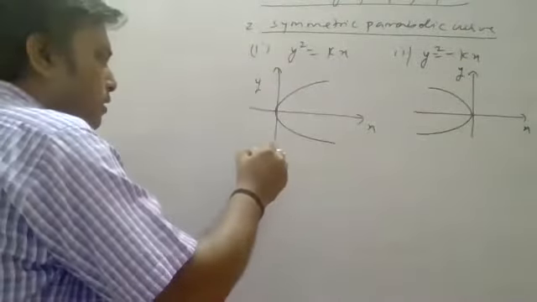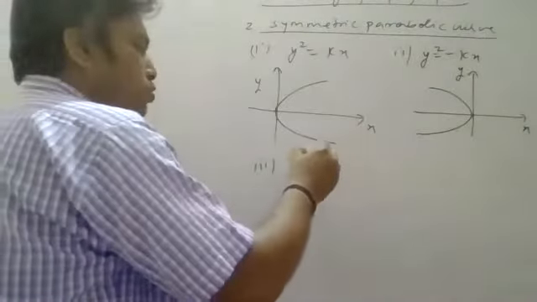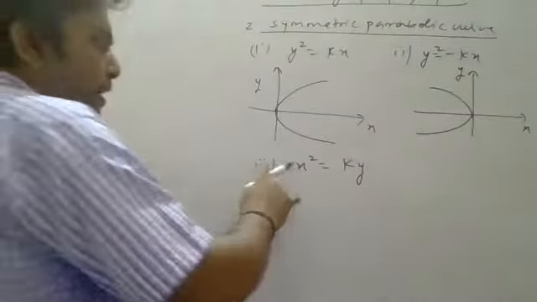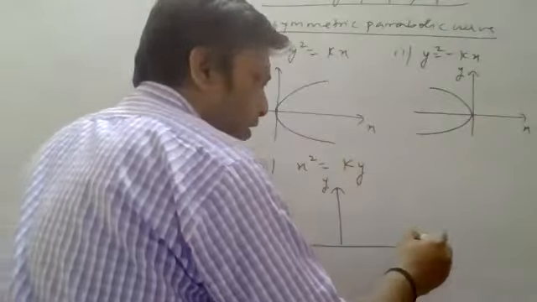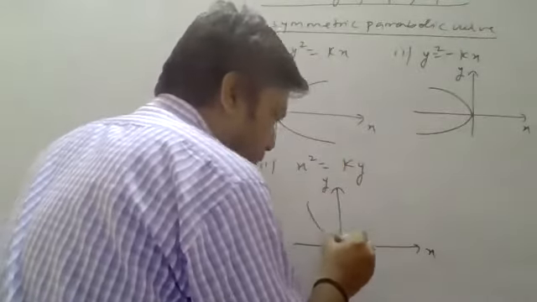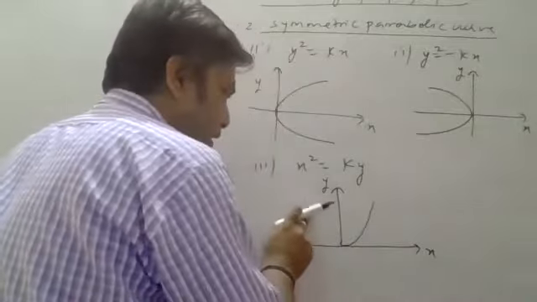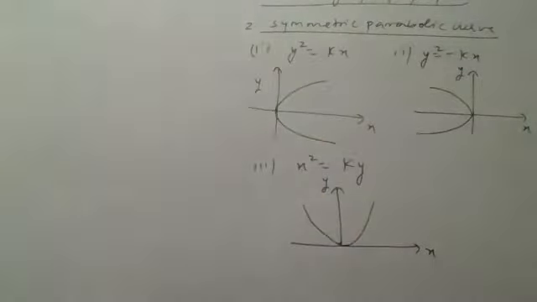And third, if I am developing the relation with respect to x, I am saying x square equals ky. If this is the function, then I have to plot the graph in this manner. This is y, this is x, then the shape of the graph will be in this manner. This will be the shape of the graph. x square equals ky. This is your symmetric parabola curve.